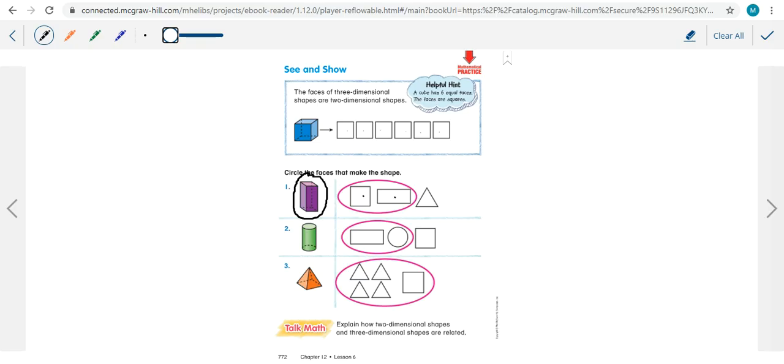Number 2, how about a cylinder? A cylinder is made by a rectangle and a circle. A pyramid is made by 4 triangles and a square. Remember that the square is the flat surface in the bottom of the pyramid. Next page.